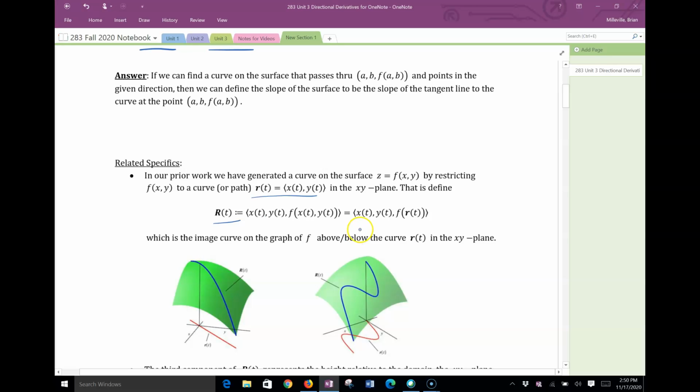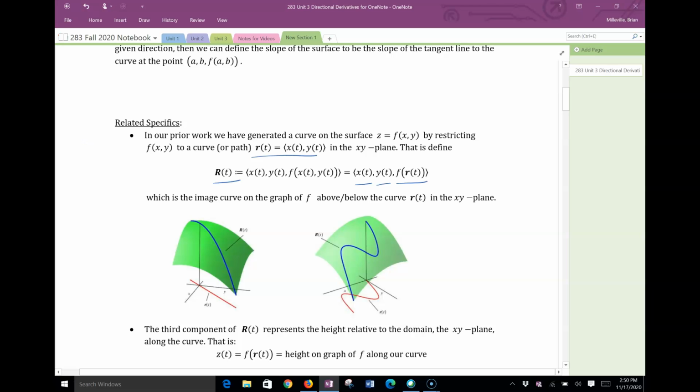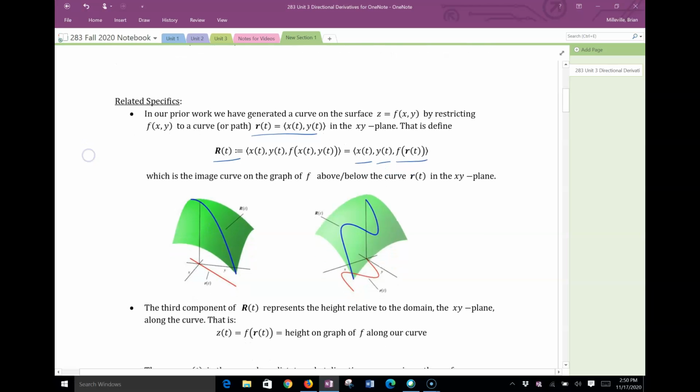All right, so the x component is x of t, the y component is y of t, and the z component is f of r of t, what you get by plugging in x of t and y of t into the function f. And we can have some pictures related to that there. The curves don't have to be straight lines. They can be. They can have some curve, some bend to them.